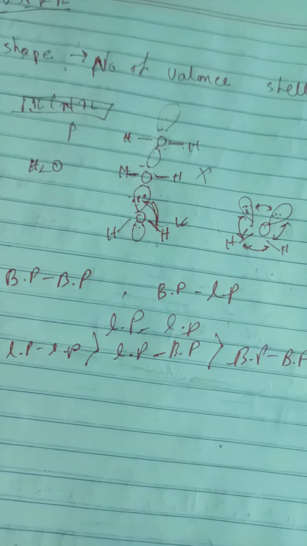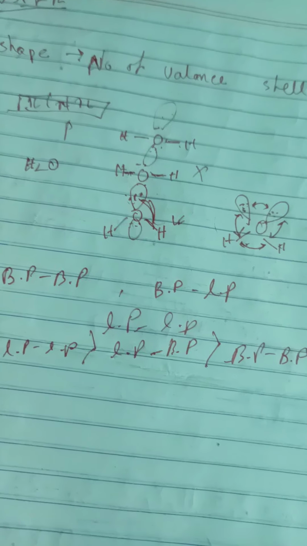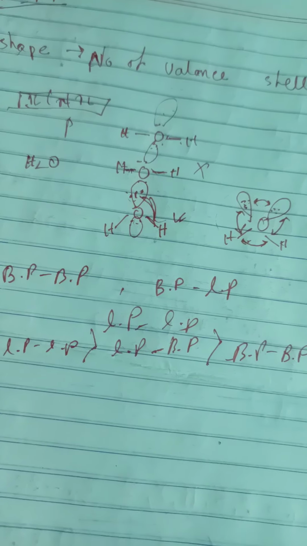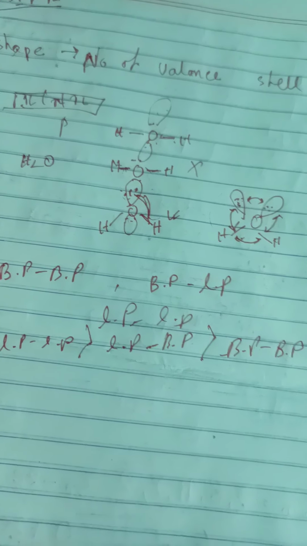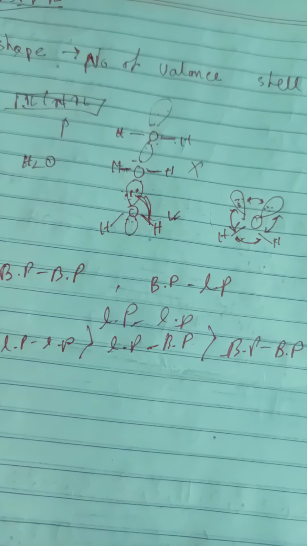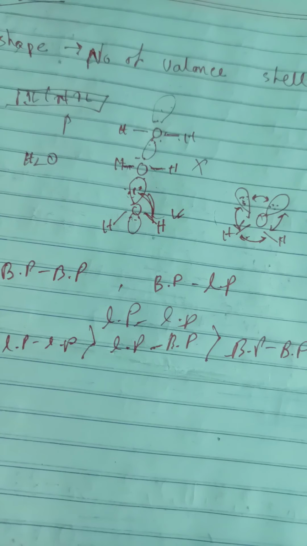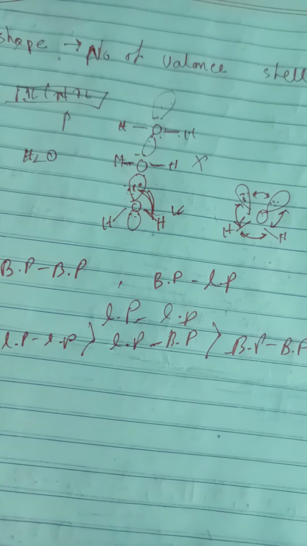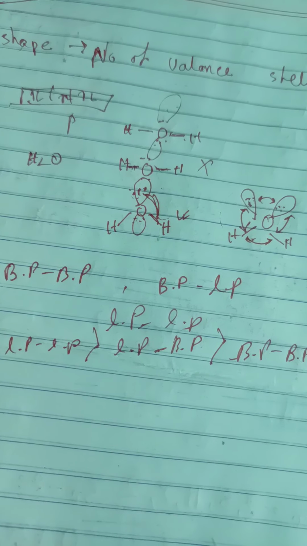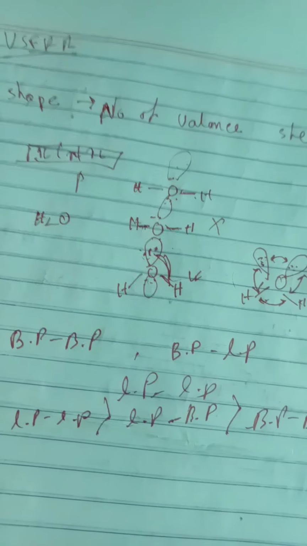So what is the effect of this repulsion? If in my molecule lone pairs are present, suppose 2 lone pairs or 3 or 4, meaning more than 1 lone pair is present, then lone pair repulsion will be the maximum, and this causes the angular shape of the molecule, or the bent shape of the molecule.